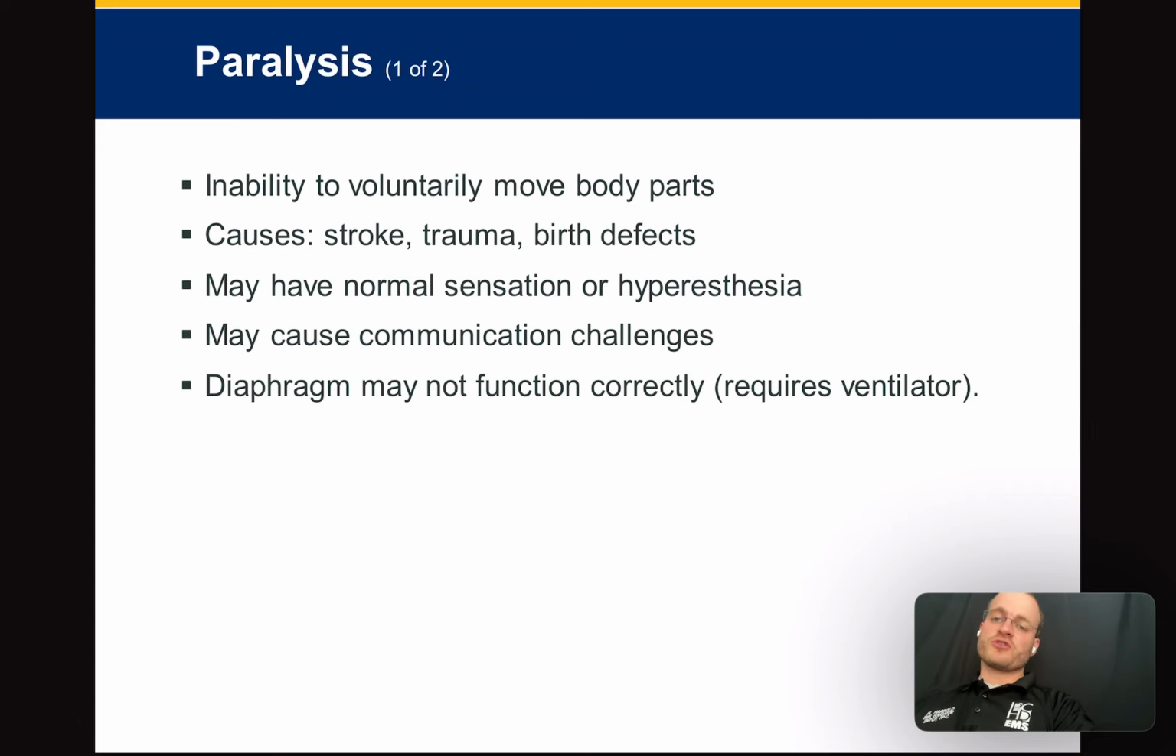Now, paralysis, we can get this after a stroke or from trauma or whatever, but this is the inability to voluntarily move body parts. This could be what's called paraplegia, where both legs are paralyzed. You have quadriplegia, where all four extremities are paralyzed. You could have hemiplegia, where only one half, like the whole left half of the body, is paralyzed. That's common after a stroke. There are different ways this can present. Stroke, trauma, and birth defects are all causes of this. Car wrecks and spinal injuries can all cause these types of paralysis.